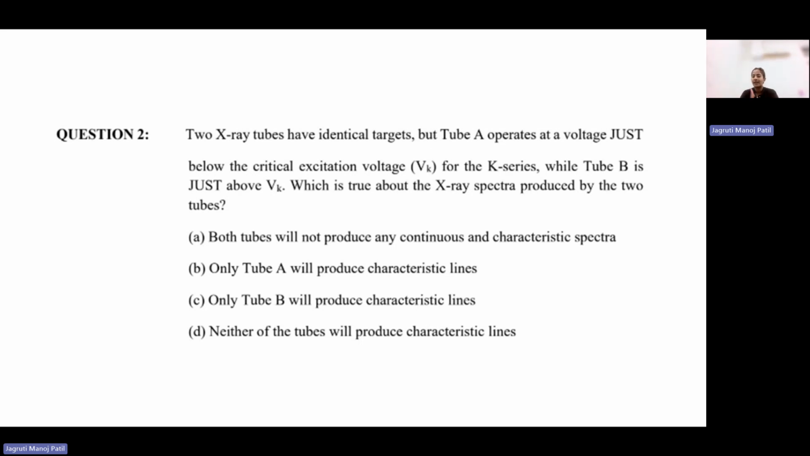Two X-ray tubes have identical targets, but tube A operates at just the critical voltage VK for the K series, while tube B is operated above VK. So one is at just the excitation voltage, one is something above it, V minus VK. Which is true about the X-ray spectra that are produced? Both will produce the same, only tube A will produce, only B will produce, or neither of them will produce. So the answer is right there.